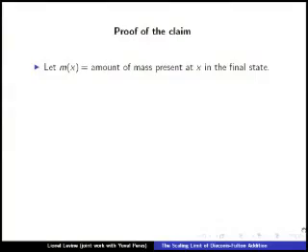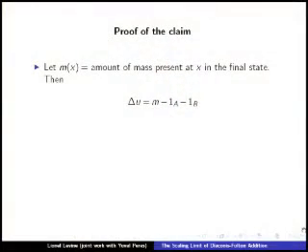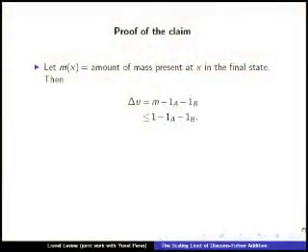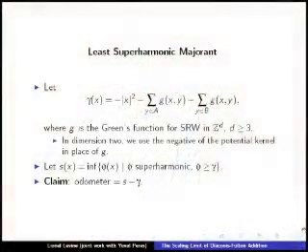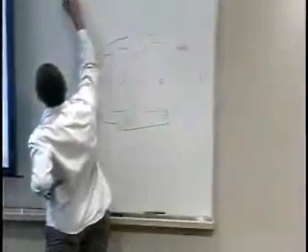So let's let m of x be the amount of mass present at x in the final state. We know that the odometer function u, its Laplacian is the final mass minus the initial mass. So that's given by m minus this sum of indicators. And m is less than or equal to 1, because every site ends up with mass at most 1. On the other hand, gamma, maybe I'll just write down what gamma is, so we have it.